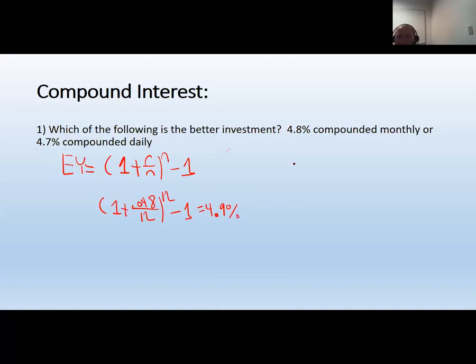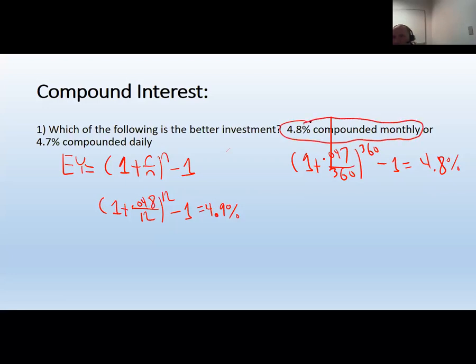For 4.7% compounded daily, we would have 1 plus 0.047 over 360. For daily, you want to use the banker's rule, which is 360 as your N, and raise that to the 360 power, minus 1. If we put all that in the calculator, you get 4.8%. So the better investment is actually the 4.8% compounded monthly. Does anybody have any questions on this problem?